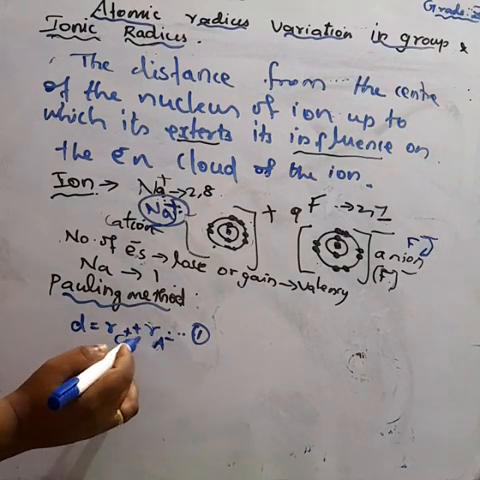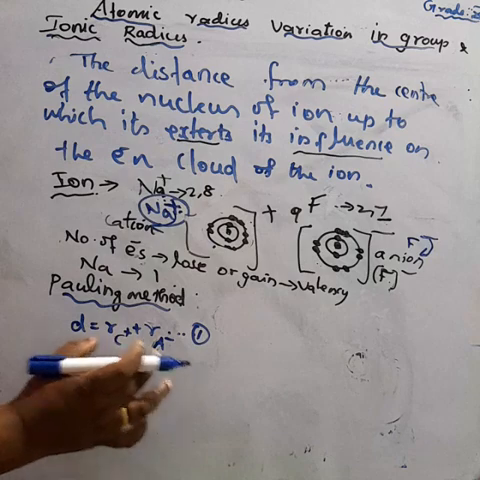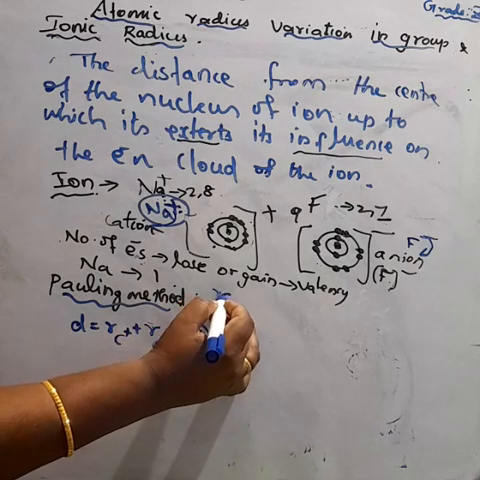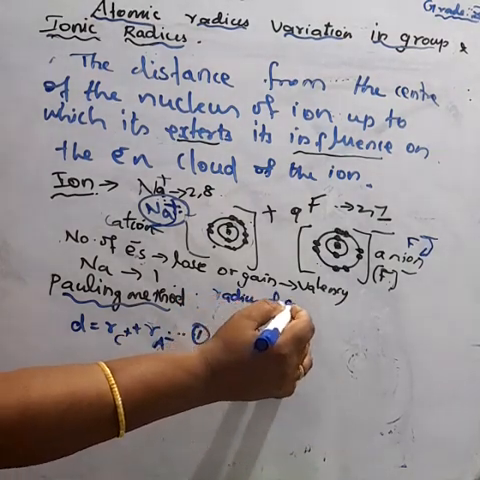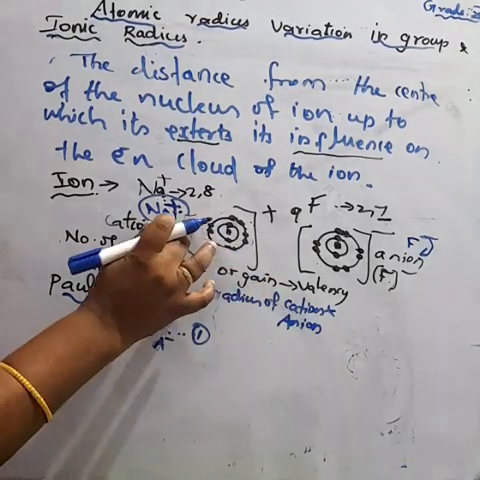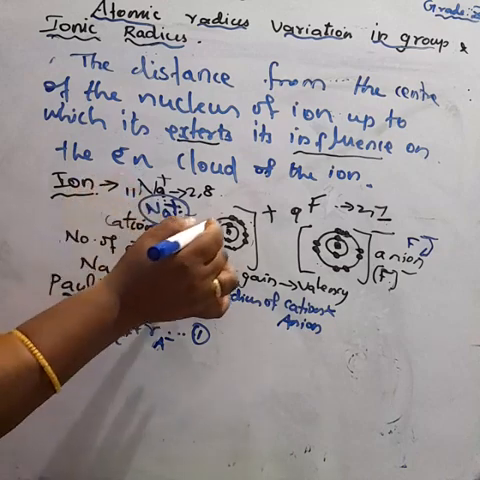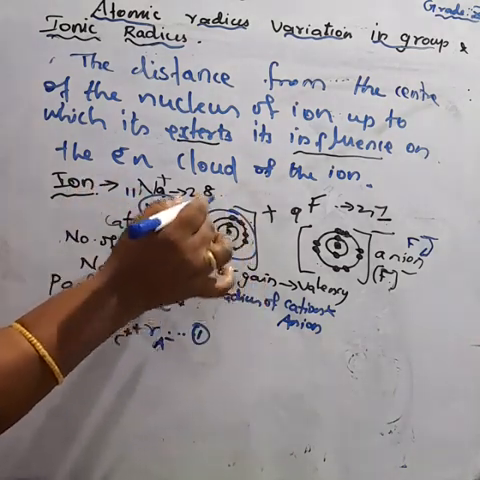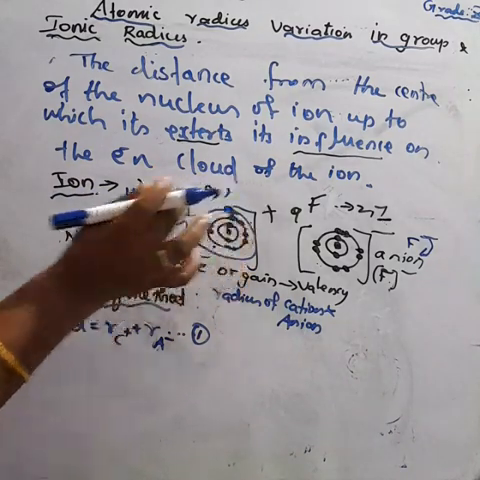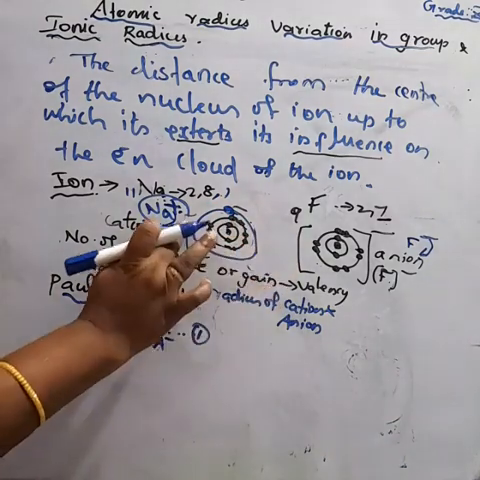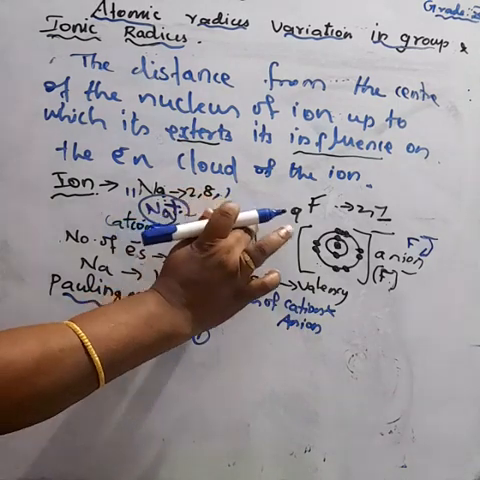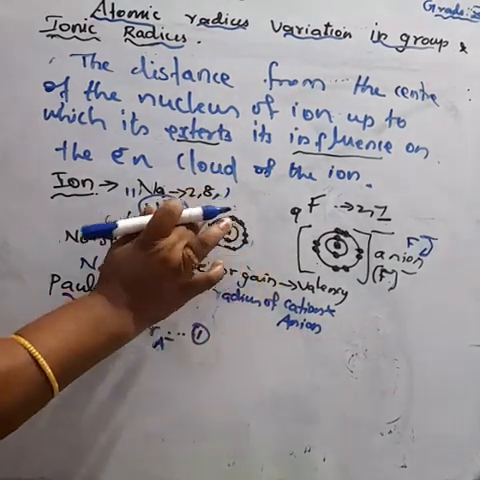But using this formula, we cannot correctly calculate the radius of the cation and anion, because the radius of the cation is much smaller than the radius of the neutral atom. For example, the sodium atom, atomic number 11, has electronic configuration 2, 8, 1. First orbit 2 electrons, second orbit 8 electrons, and last orbit only 1 electron. When this neutral atom loses this one electron to get a stable configuration, the outermost orbit is also removed.